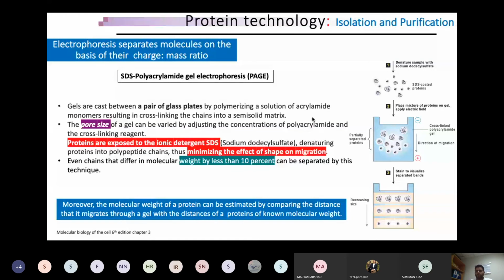increasing the pore size. So the lesser the material, the bigger the pore size you are going to get. The more the material, the much smaller the pore size. So it's inversely proportional to the pore size. So the concentration is inversely proportional. Okay, so concentration is inversely proportional to pore size.